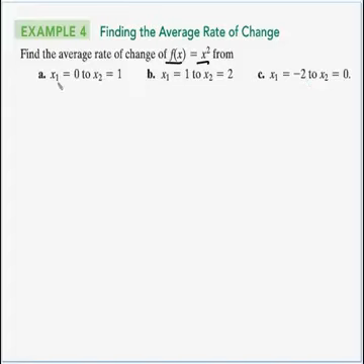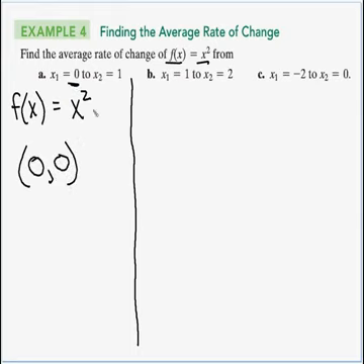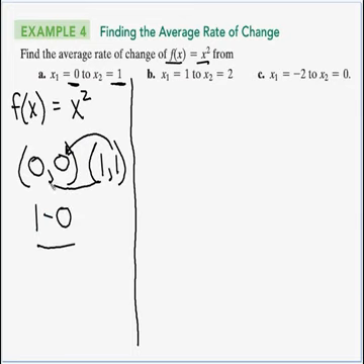Remember now, these are x coordinates. So I like to do it like this. f of x equals x squared. Let's say we plug in the first x coordinate, 0. 0 squared is 0. And then we plug in the other x coordinate, 1. 1 squared is 1. So there's our 2 points. Let's subtract the y coordinates. I'll go in this direction. 1 minus 0 divided by the x coordinates, 1 minus 0. So we turn out with 1 over 1, or the average rate of change is 1. And that's from 0 to 1 on the parabola.